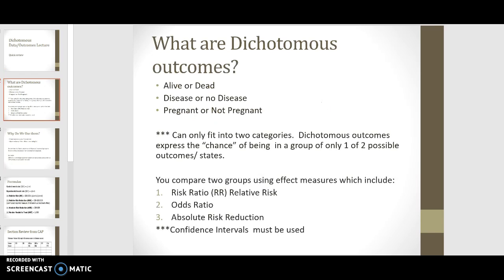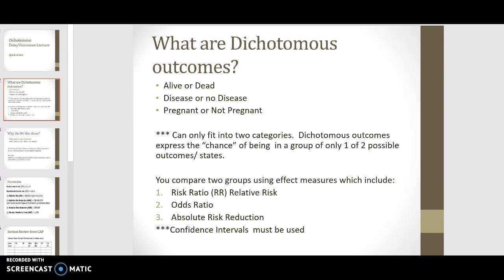All right, so what are dichotomous outcomes? First and foremost, let's just talk about what dichotomous means. When we see dichotomous variables or dichotomous data, we're stating the fact that it can only fit into one of two categories. Similar to nominal, however, nominal, while it is still categories, can be multiple categories. With dichotomous data or dichotomous variables, they can literally only fit into one of two categories. So examples of dichotomous outcomes could be alive or dead, disease or no disease, pregnant or not pregnant. Okay?